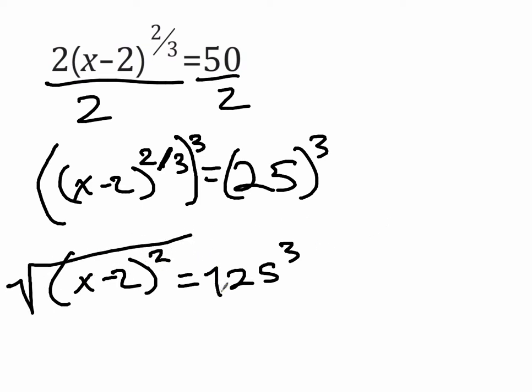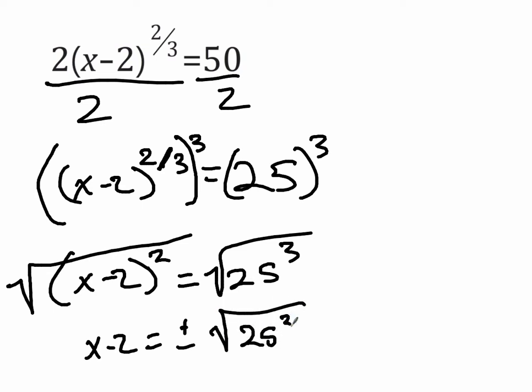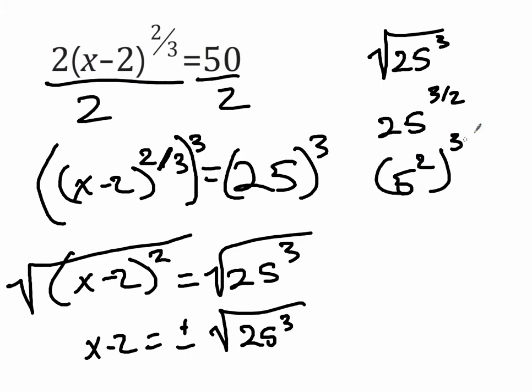Now I'm going to take the square root of both sides, and remember, when you take the square root of something or any even power, you need to put plus or minus. So this is equal to plus or minus the square root of 25 raised to the 3. Let's see if we can simplify this. 25 raised to the 3rd power, the square root of that, that's the same thing as 25 to the 3 over 2. And 25 is the same thing as 5 squared, so I have 5 squared raised to the 3 over 2. 2 times 3 over 2 is just 3, so now it's 5 cubed, which is 125.